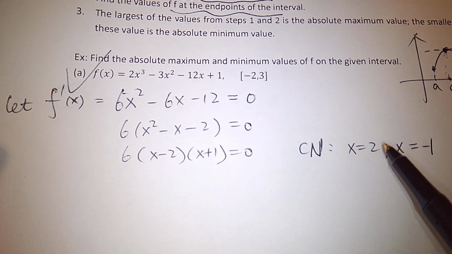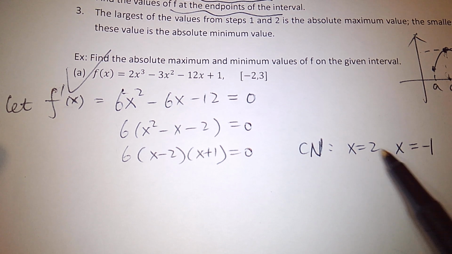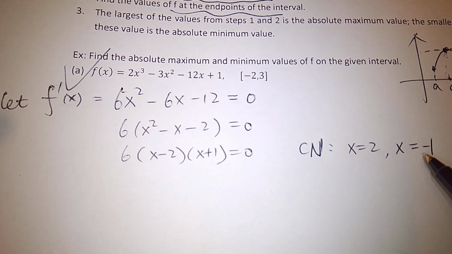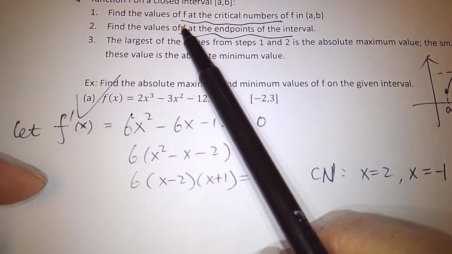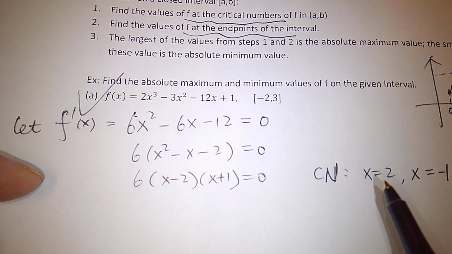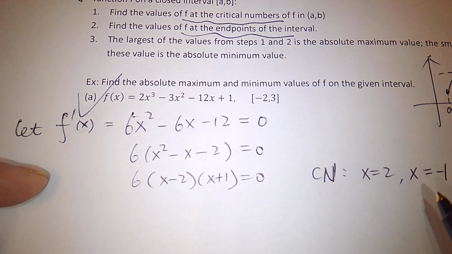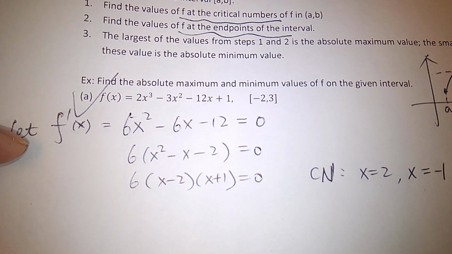Okay. So that means this function may have a local maximum or local minimum at these values. But we don't know whether they are local maximum or local minimum. We have to check. How to check whether the f value is maximum or minimum or anything else? What do we do? Find it, plug it in.